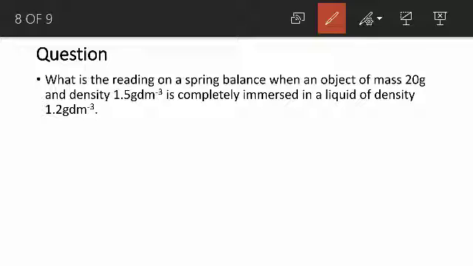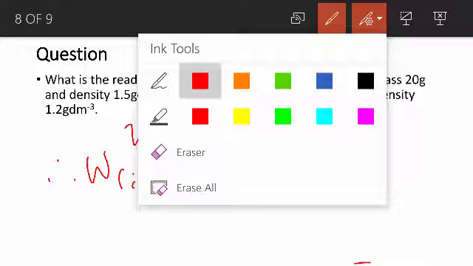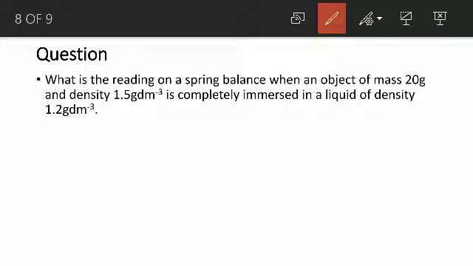Now, the reading of the spring balance when the object is immersed is simply the weight of the object in the liquid. Remember, we say that upthrust is equal to weight in air minus weight in the liquid. So the weight in liquid, which is what we are asked to find, will be equal to the weight of the object in air minus the upthrust, making it the subject of the formula.